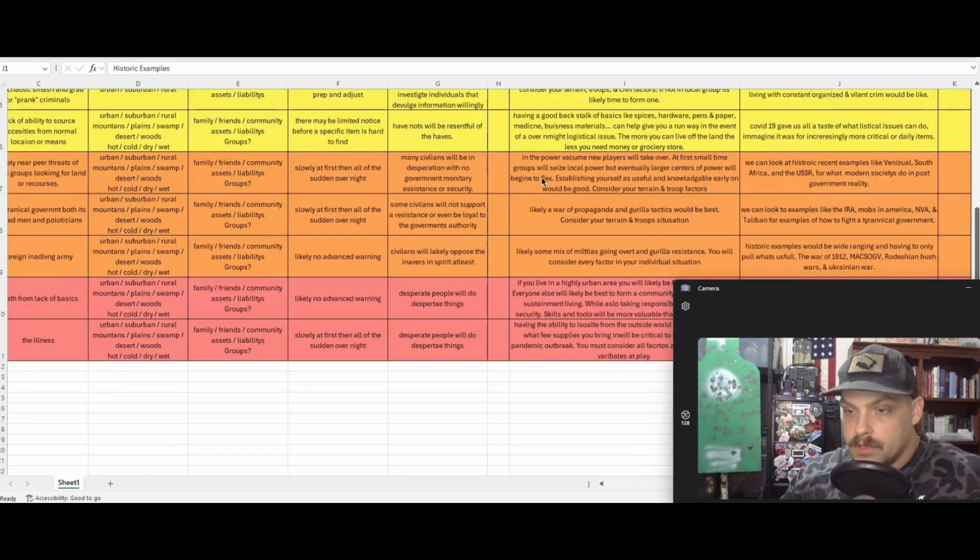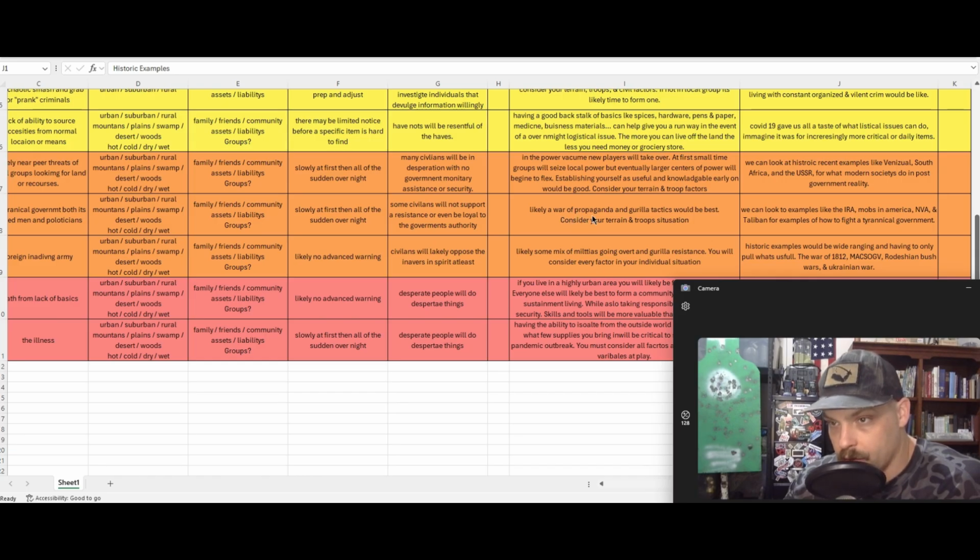All right. Conclusions. Likely, and this is in tyrannical takeover, likely a war of propaganda and guerrilla tactics will be best. Consider your terrain and troop situations. And for foreign invasion, likely some mix of militias going overt and guerrilla resistance, primarily guerrilla resistance, right? Very similar to the previous mentioned tyrannical takeover, you will have to consider every factor of your individual situation.